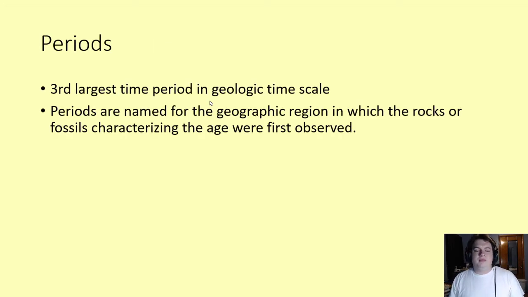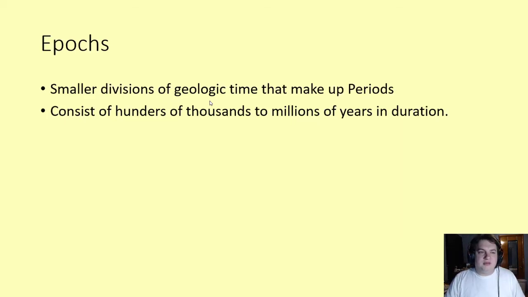Moving on from that, we have our third largest period of time, what's called a period. Periods are named for the geographical region in which the rocks or fossils characterizing the age were first observed. And then we also have epochs, which are smaller divisions that make up periods, and these only last for a couple hundreds of thousands of years.